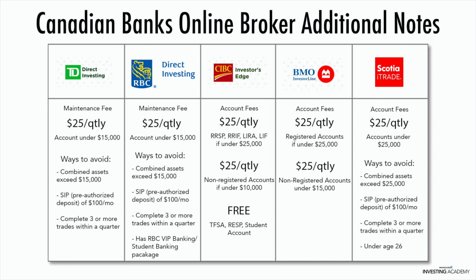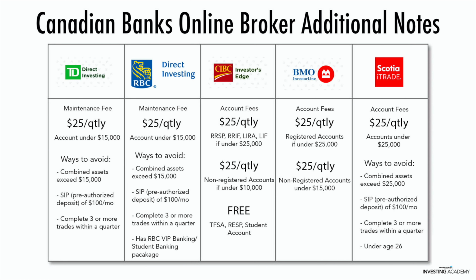So that's $100 per year if your account is under a certain amount. So for example, with TD, hopefully this isn't too small for you guys, if you have under $15,000, you're going to pay that maintenance fee. With RBC, if it's under $15,000, you're going to pay the maintenance fee. With CIBC, if you're using registered accounts like RRSPs under $25,000, you're going to pay that fee. You do see that it actually is only $10,000 for non-registered accounts, so taxable accounts.